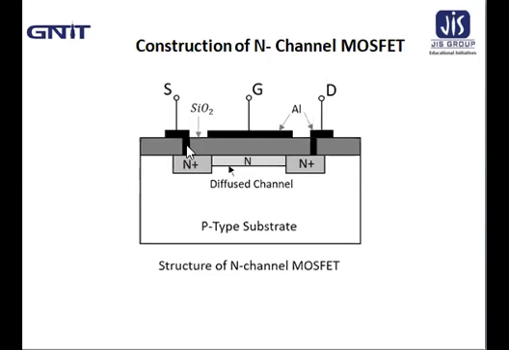Two parts, that is the source and the drain, and between these two N plus regions there occurs a diffusion to form an N channel connecting drain to source. That part is the diffused channel.